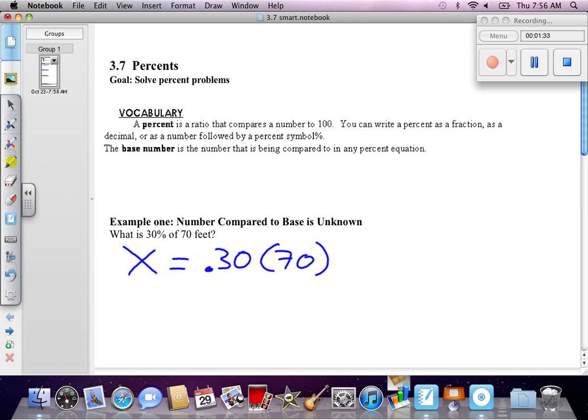So this is where you get out that calculator. I don't expect you to do this in your head. You go 0.3 times 70, and you get x equals 21 feet. 21 feet is 30% of 70 feet. All right. So let's try example 2 then.